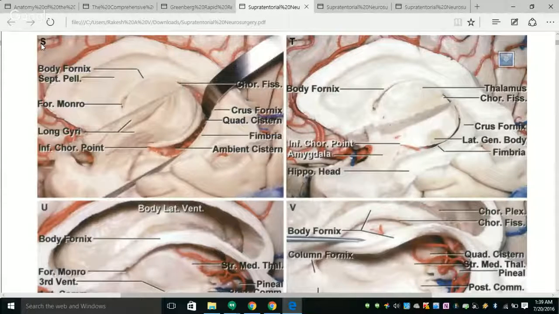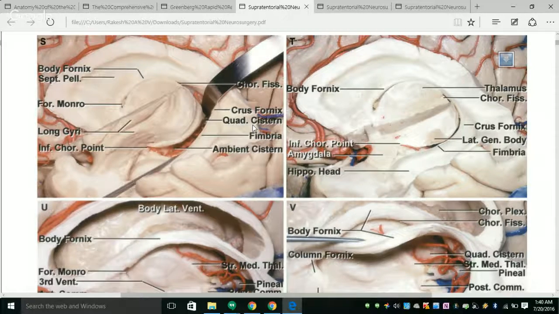So a retractor has been placed between the thalamus and the crus of the fornix to open the choroidal fissure. Opening the choroidal fissure in the body of the ventricle exposes the third ventricle. And we are very close now.